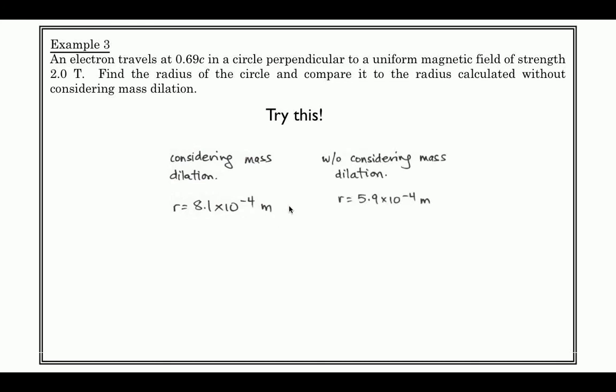In one of these cases, I want you to just do it the way that we've always done it. Then I want you to calculate it considering mass dilation. And what you're going to find, here's the answers. If you consider mass dilation, you get 8.1 times 10 to the negative 4 meters. That's the radius of that circular orbit. If you don't consider mass dilation, you get 5.9 times 10 to the minus 4 meters. Right? And so this is a substantial difference.